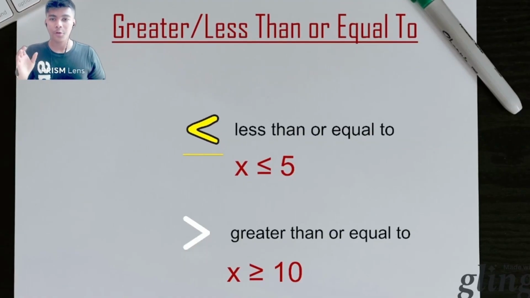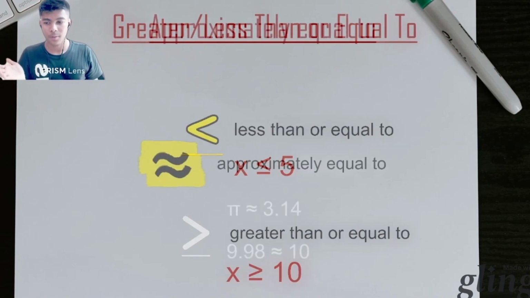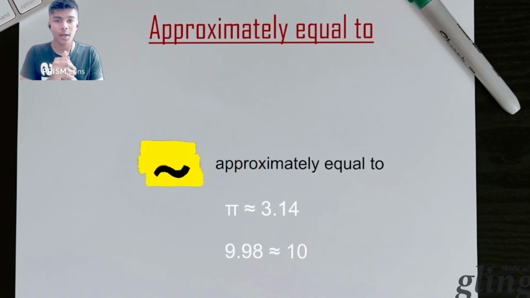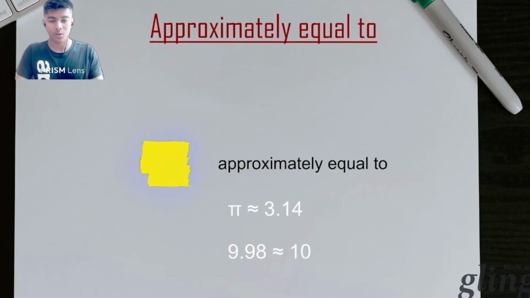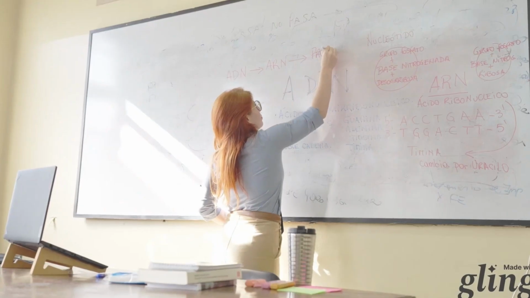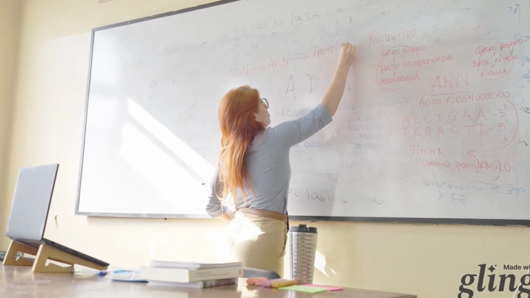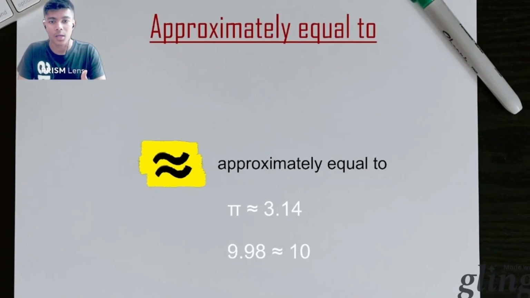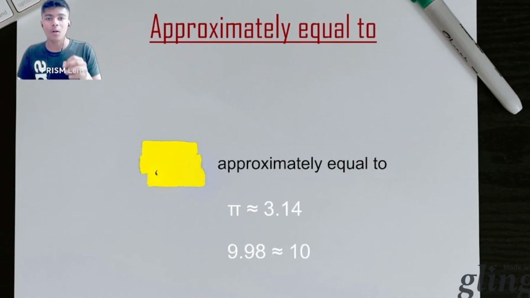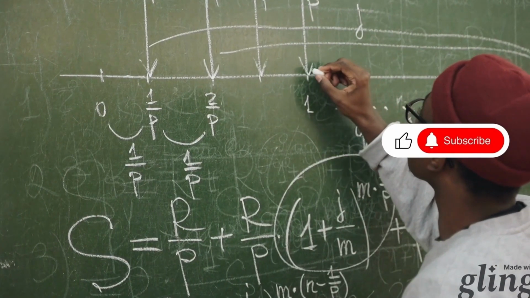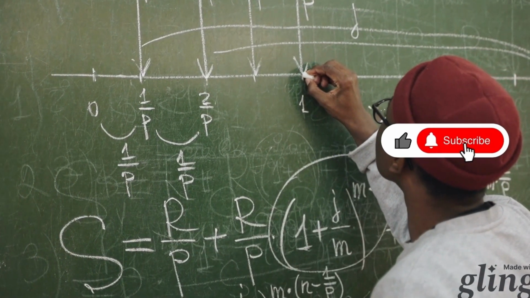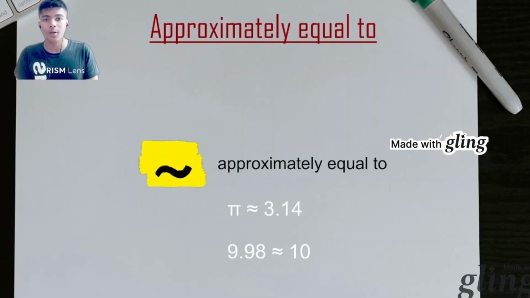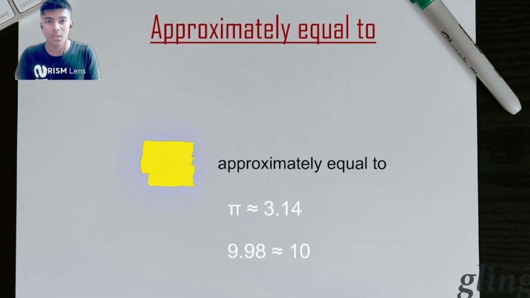So now we'll go to approximating. Here we have approximately equal to. Now what does that symbol mean? The approximately symbol means the answer is close but not exact. For example, pi is approximately 3.14, but it is not exactly that. We can also use it in rounding, like when we say 9.98 is approximately 10.